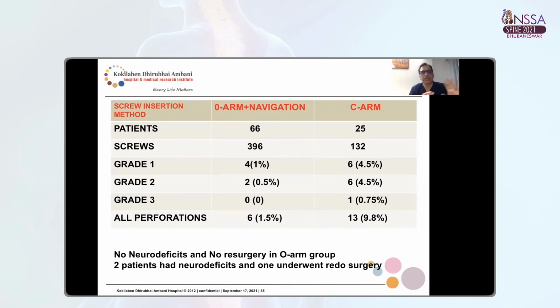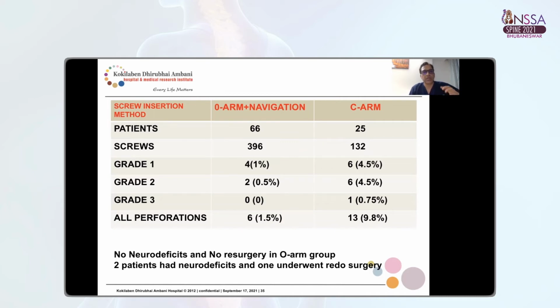So this is not a correct comparison. I had analyzed before this the screw perforation in patients in whom I used the C-arm, who used to come for follow-up and in whom I had done a CT scan. So I tried to find out how many patients had violations of the pedicle. The rate was nearly 10%. Though it is not an exact comparison, I could do this only for 25 patients. But yes, it was around 10% screw violation, and it had reduced to 1.5% in this series of O-arm and navigation.